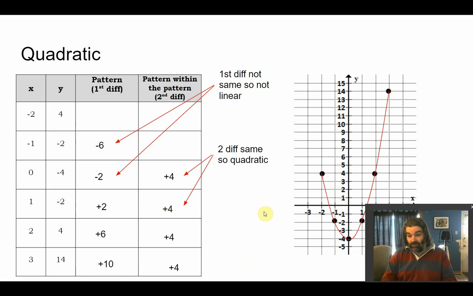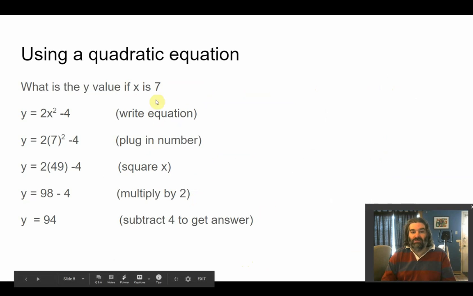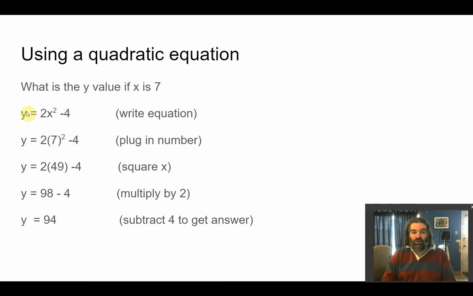Then we get you the equation. So when you use a quadratic equation, again, the equation for that one is y = 2x² - 4. Same idea. Write out the equation, plug in the number I gave you, square the number, either by hitting square or multiplying it by itself. Multiply it by whatever's in front, add or subtract whatever is left, and get an answer.